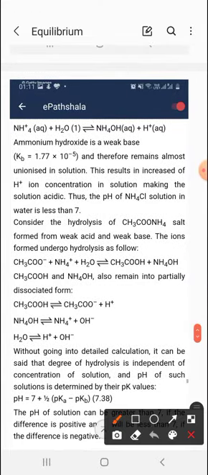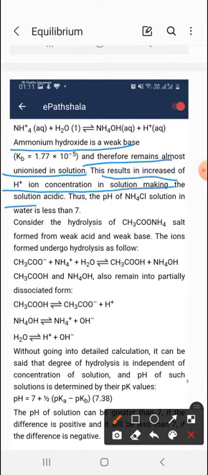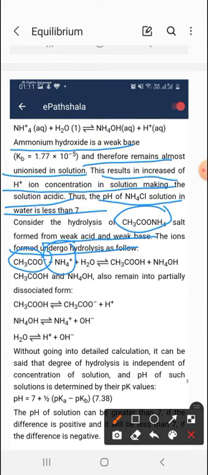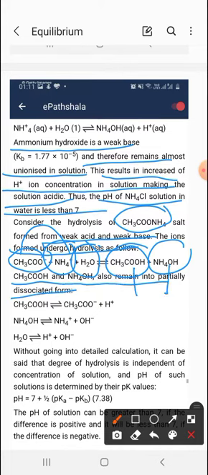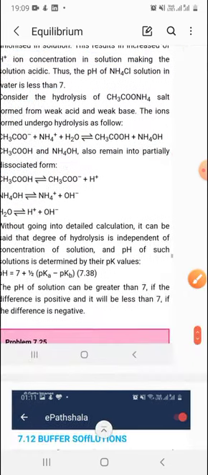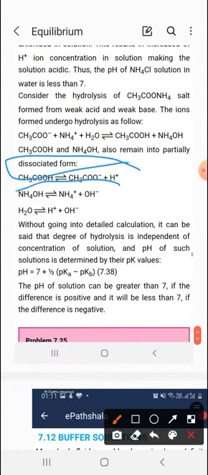So you can see this ammonium hydroxide is a weak base and therefore remains almost unionized in the solution, and this results in an increase in the H+ concentration in solution, making the solution acidic, and the pH of ammonium chloride solution is less than 7. Similarly, you can consider the hydrolysis of ammonium acetate, from the weak acid and the weak base, and the ions formed undergo hydrolysis like this, because both are weak, so both the ions will undergo hydrolysis with water and form acetic acid and ammonium hydroxide, and this acetic acid and ammonium hydroxide also remain in partially dissociated form. They will remain in dissociated form and also in fully unionized form. So you can see here there is H ion and also OH ion.